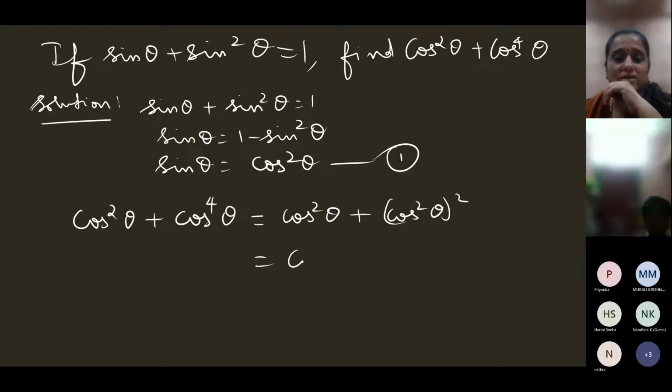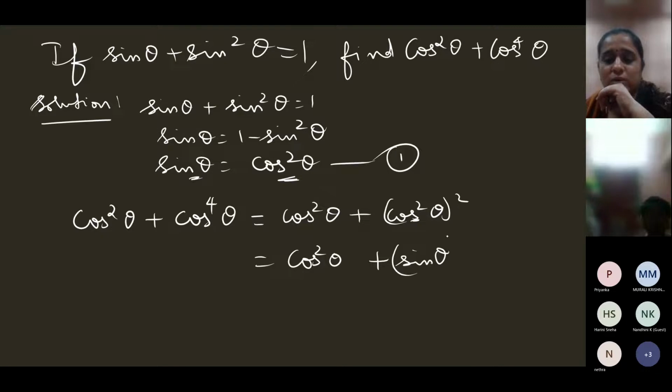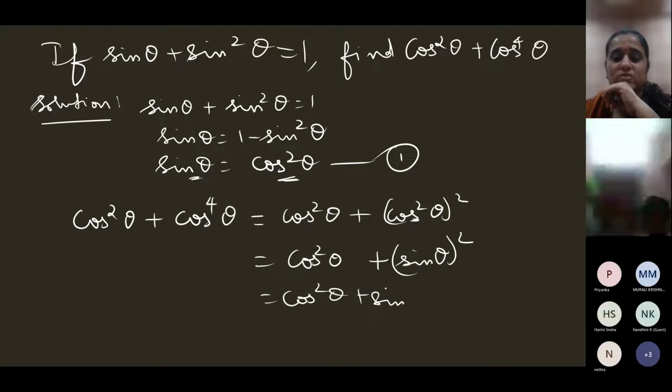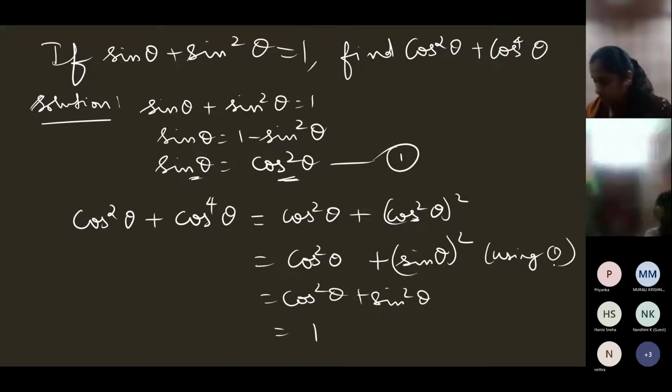Now cos square theta is absolutely friendly. Cos theta to the power 4 is not friendly. So we know that cos square theta is sine theta. So cos square theta is sine theta, and then that square outside, which is cos square theta plus sine square theta, which is 1. So the value of the given expression is 1. So here you can write using 1. Write down, children. Again, a simple but very important question.